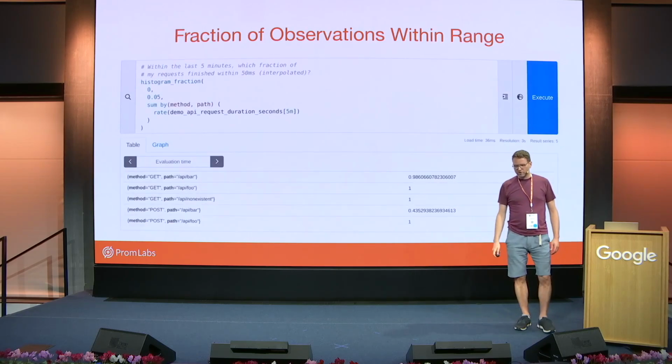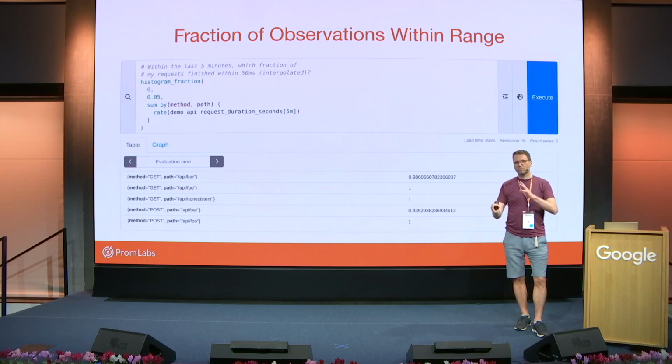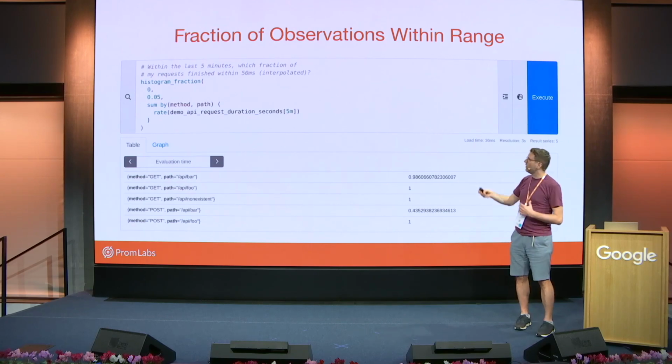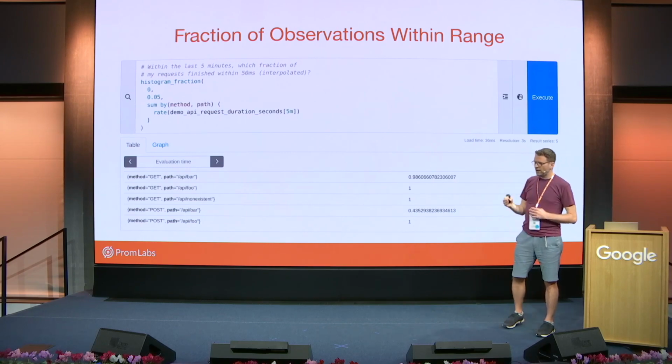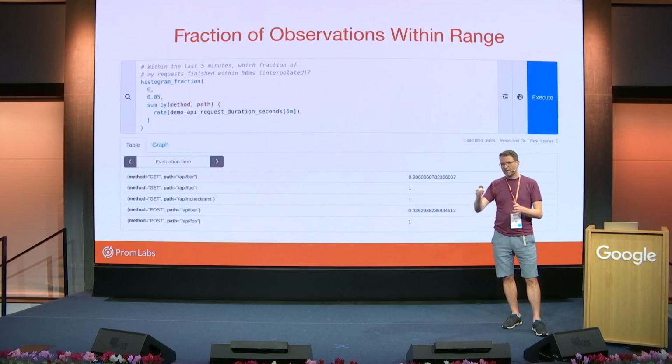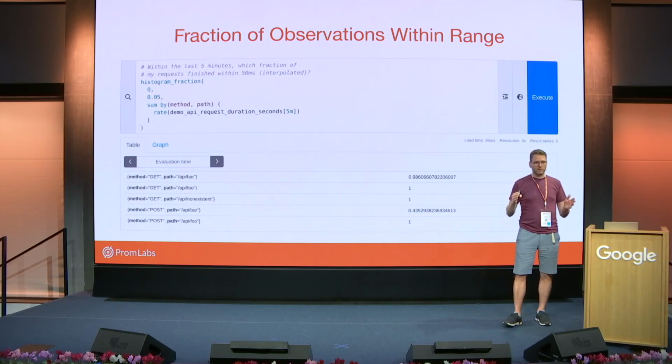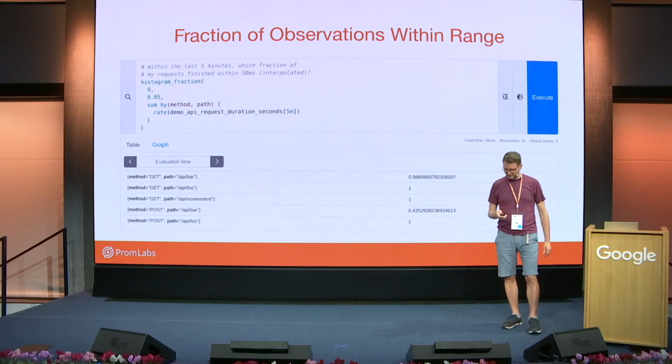There are some new functions as well, for example, to calculate the fraction of requests that have finished within given bounds. For example, all the requests that have finished between 0 and 50 milliseconds. And if I do not happen to have upper boundaries of buckets at exactly those specified times, it will just interpolate within a bucket.